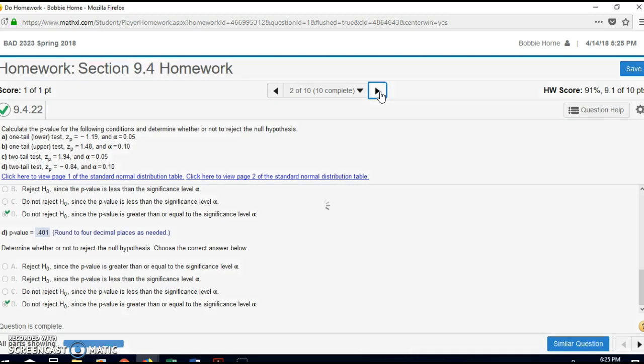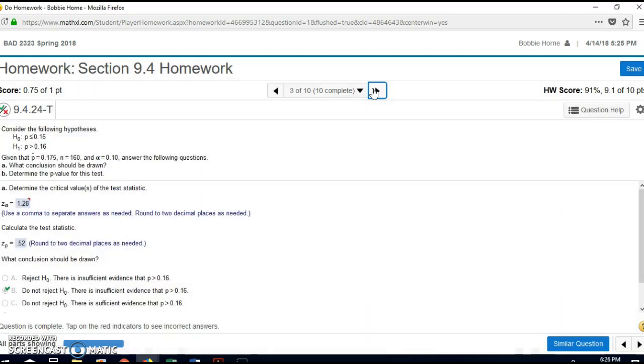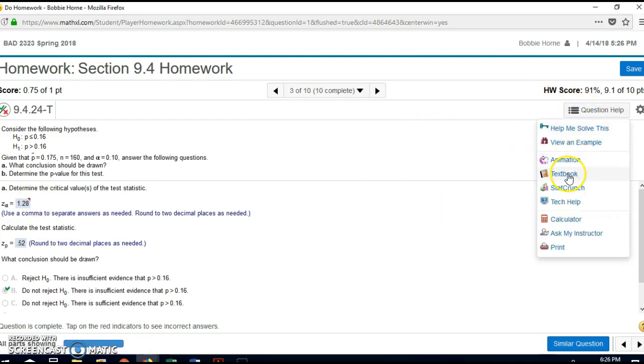So moving on to question 2. Here you're doing the same things. You're looking it up using the table. And then question 3 is a hypothesis test. Given that P is 0.175, N is 160, and alpha is 0.10, answer the following questions. And so, first of all, the critical value, let me show you how to do that, because you've got to make sure, and you can write these critical values down to remember them.